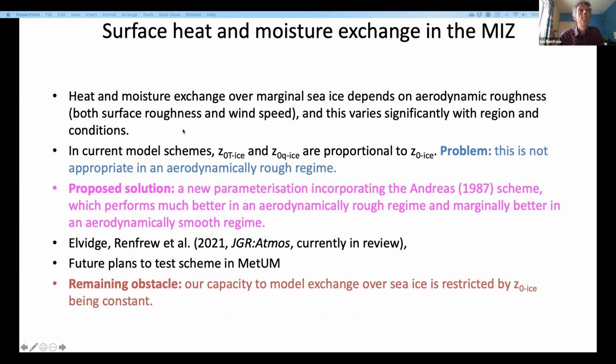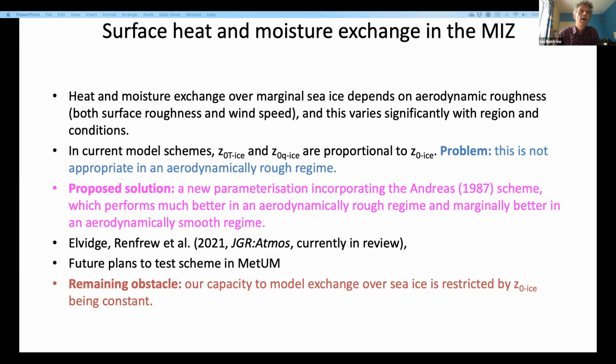So heat and moisture exchange over the marginal sea ice depends on aerodynamic roughness, both the surface roughness and the wind speed, and this varies significantly with region and conditions. Current model schemes don't take that into account. They just have a proportion of the Z0 ice, and this is not appropriate, especially for the aerodynamically rough regime where you have a lot of vertical faces, so a lot of drag in the marginal ice zone, for example, or where you have really rough sea ice.